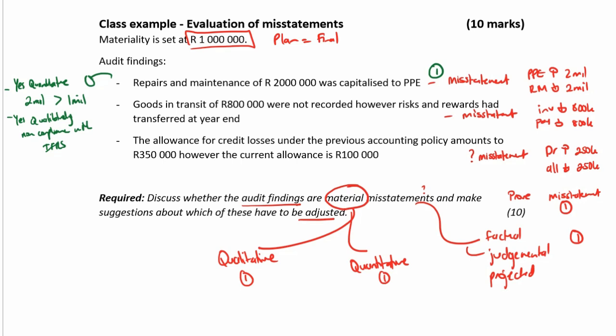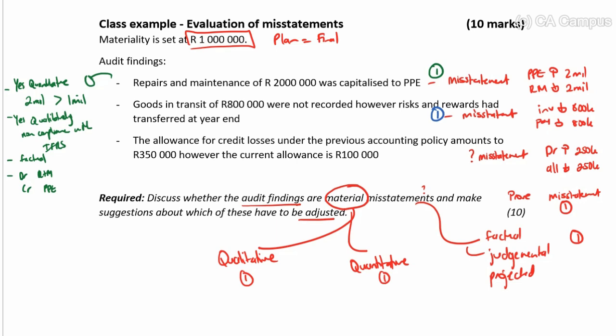Is it factual? Yes, it's factual. Repairs and maintenance must be recorded as repairs and maintenance and not capitalized. And then you have to suggest an adjustment. So I'm going to say, please go and debit repairs and maintenance and credit PPE. My second question, goods in transit. First of all, is there a misstatement? Yes, there is a misstatement. Inventory has been understated, and so has my trade payables or my accrual.